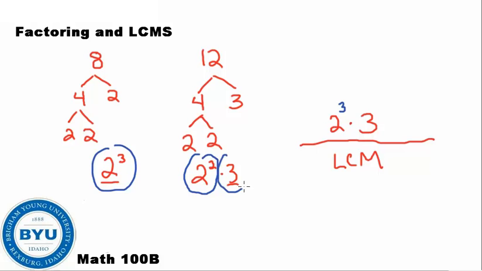I would then look at the 3's and see which one's the largest. Well, 3 to the 1 is the largest. And so that is going to help us find our LCM. We simply from there go ahead and multiply this out. 2 cubed is 8 times 3, which is 24. The LCM between 8 and 12 is 24.